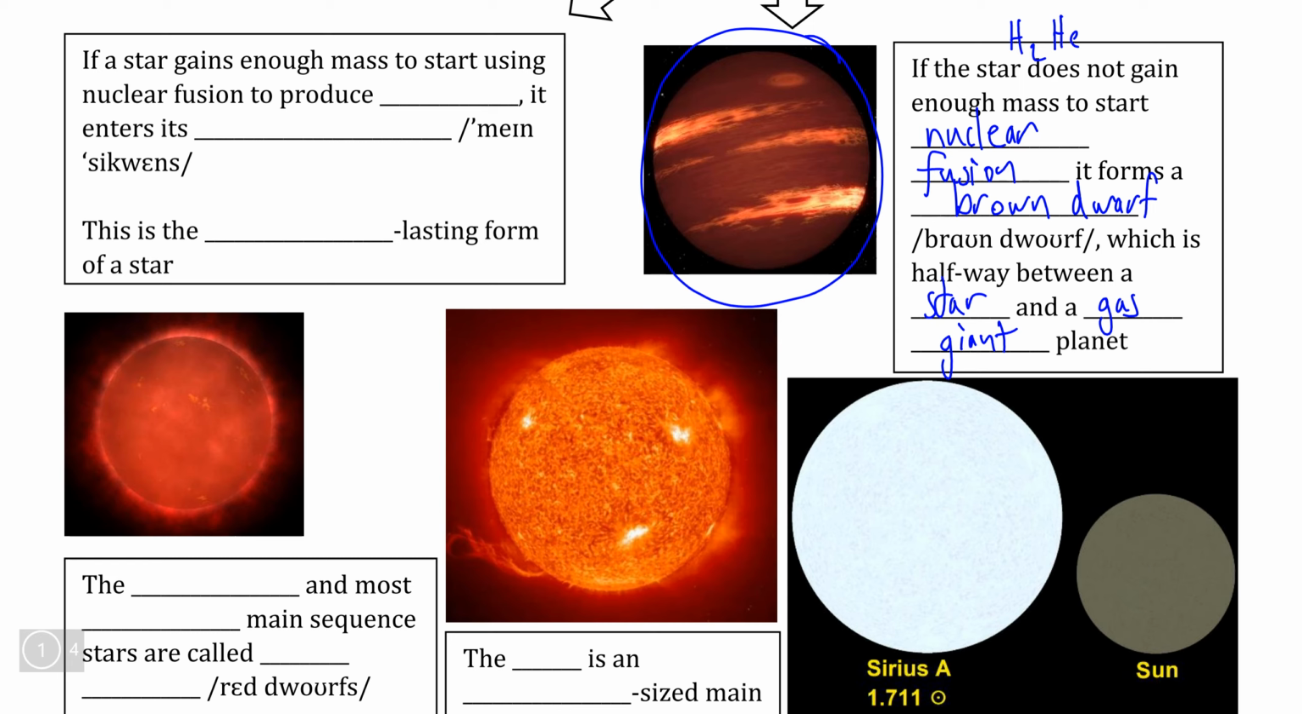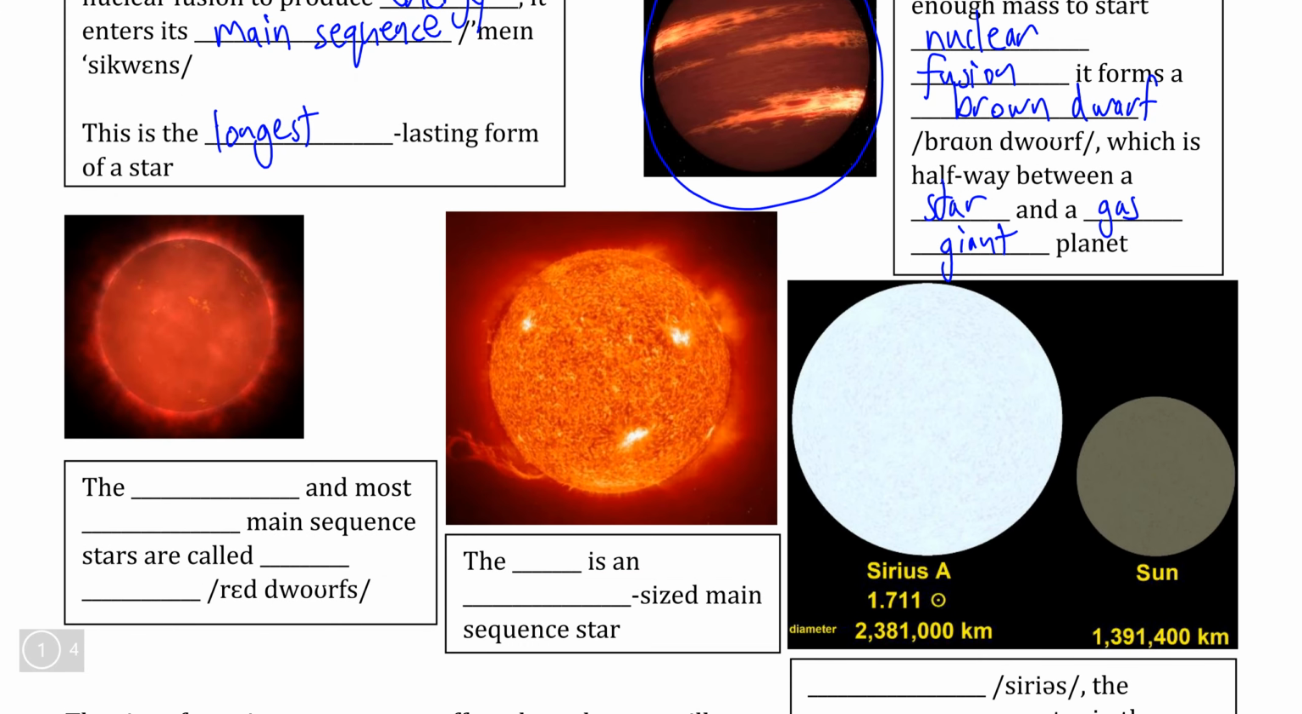If, however, a star gains enough hydrogen and helium in its mass in order to start producing energy through nuclear fusion, we can say that a true star has formed and enters a period in the star's life which is what we call the main sequence. Now, the main sequence of a star is the longest lasting part in the star's evolution or in the star's life cycle, but not every star takes on the same form.